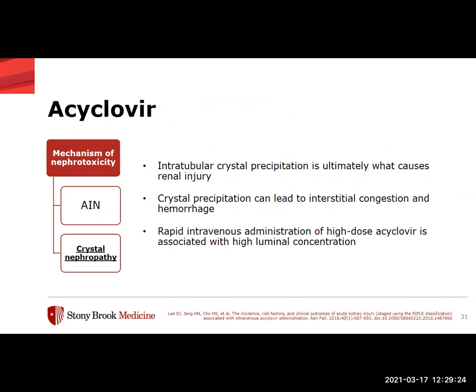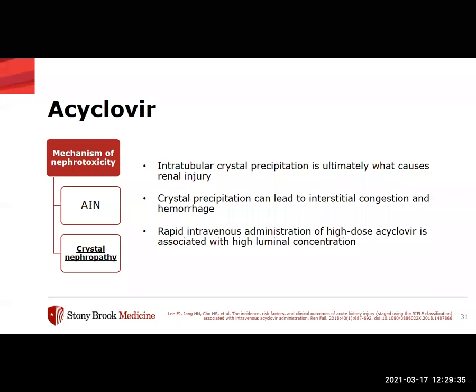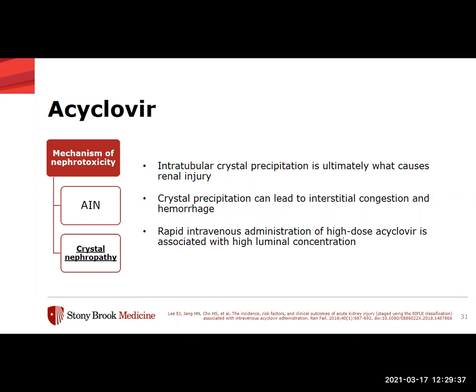So as we know, acyclovir can cause crystal nephropathy via intratubular crystal precipitation. This leads to interstitial congestion and hemorrhage, and can eventually result in decreased renal blood flow. So typically we observe crystal nephropathy develops within 24 to 48 hours of initiation of acyclovir, and this effect is usually seen with rapid administration of high doses.